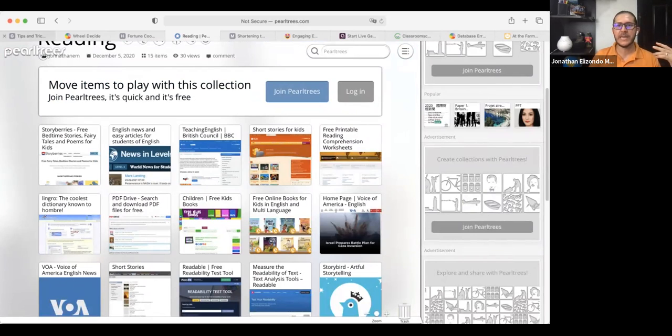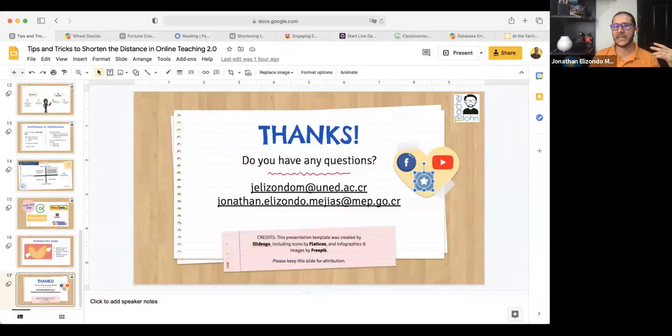You just go into the slides, you click in the star, right? And then you go into pearltrees.com/JonathanEM, and you're going to find my Pearl Trees.